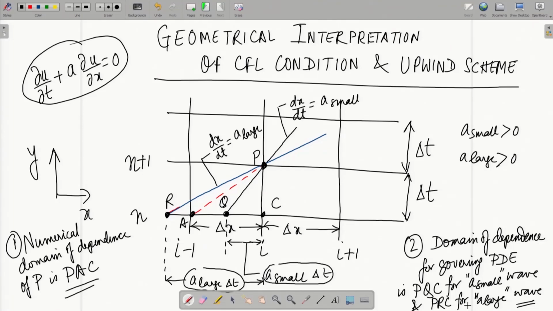When we are looking at the point P and we are looking at the wave which is moving with wave speed A small, then the domain of dependence as far as the exact wave equation is concerned, the domain of dependence for the governing partial differential equation is P q c for the wave with A small velocity. That means this is the region which that wave will encompass, and this is the region which will influence the point P as far as the A small wave is concerned. So, the point P is dependent on that region P q c for the information propagation as far as the A small wave is concerned.